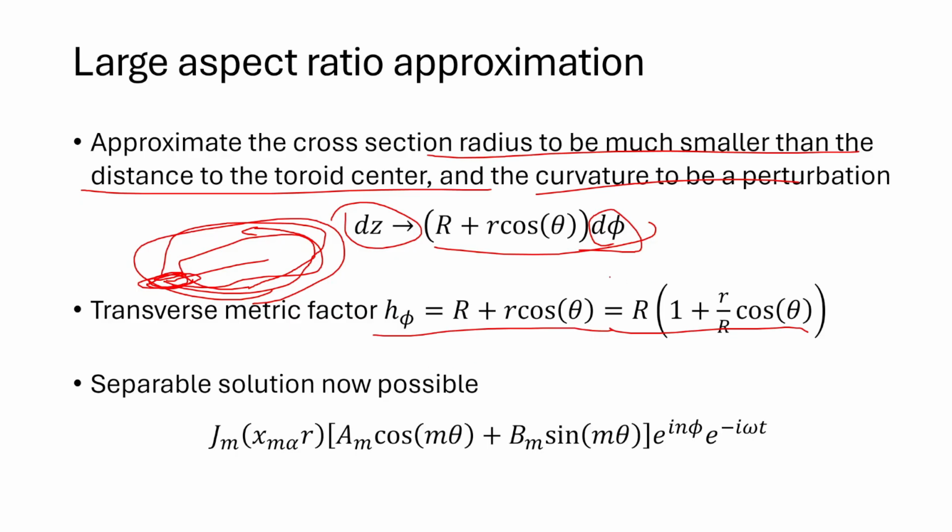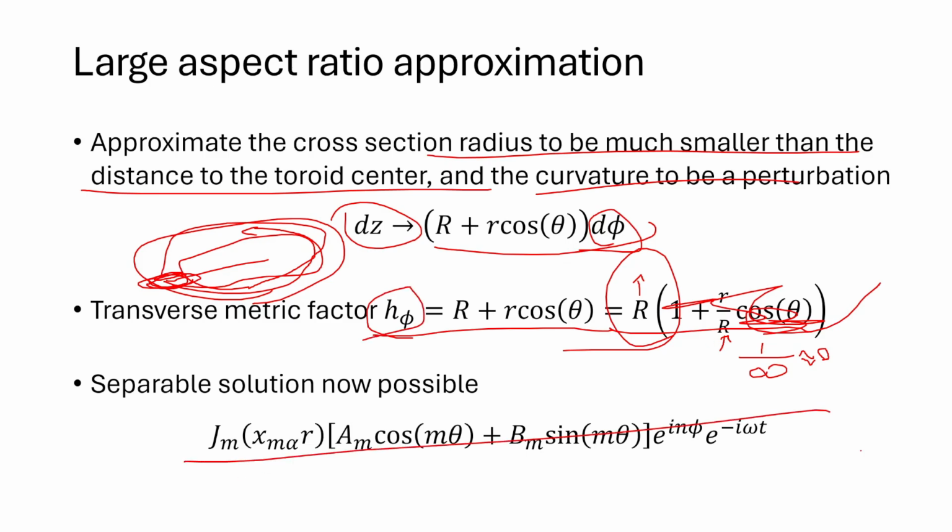And since we're making this approximation that the radius is a lot smaller, we're taking r to be very big. And if we take r to be very big, you have 1 over something big, right? That's going to go to 0, which means this term goes away, and our metric factor is now just constant. So we can separate solutions. Yippee! You'll notice this is the exact same solution as before, just with this term changed.